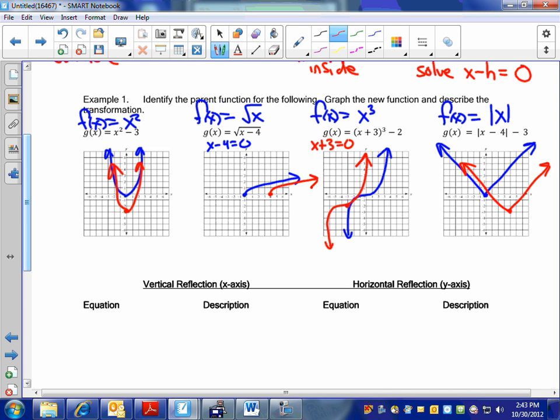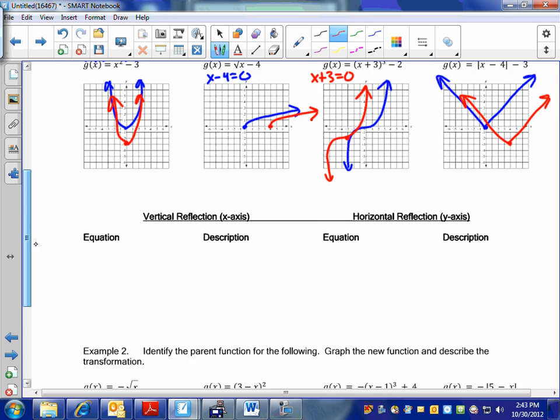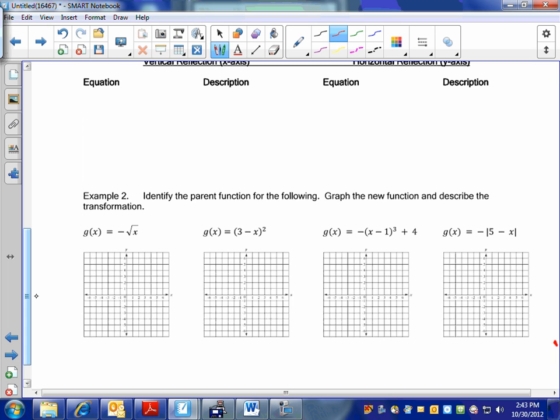This is a review from last year, yes? Okay, and instead of spending 2 weeks on it, we're spending 2 days. Any questions? Okay, we got through this in second period, so we're going to try to do this really quick too.